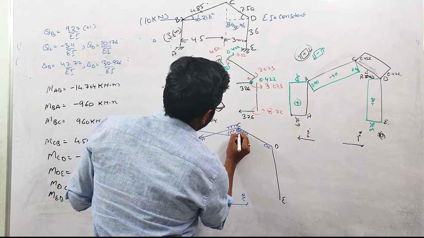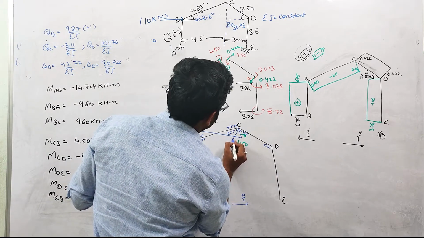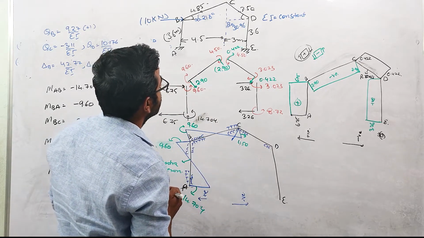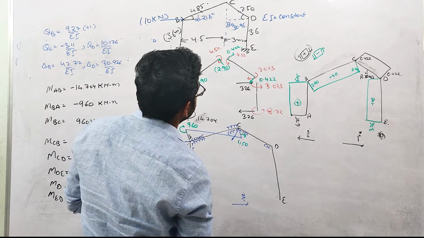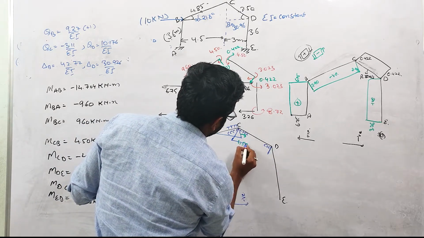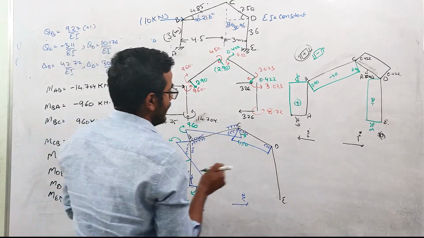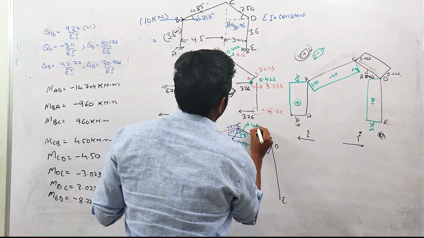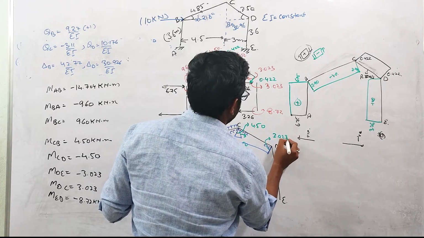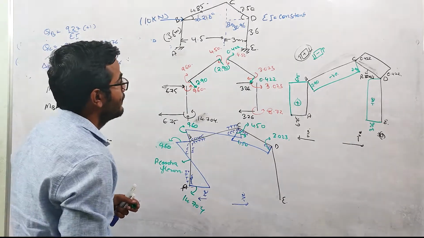Okay, so it will be drawn, this value, it will be drawn like this, and this is 4.50, and at the end the value is 3. So this value is 4.5 and this value is 3.023. Okay, now let us come to this DE member.